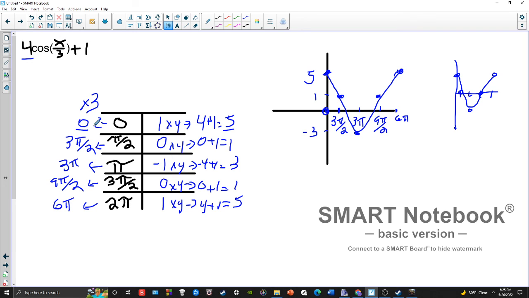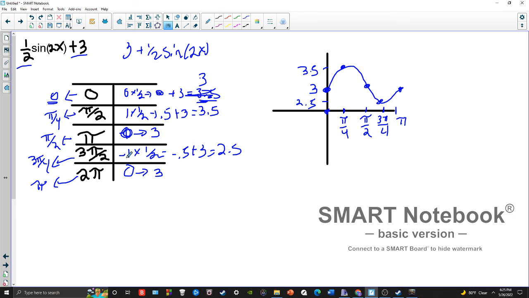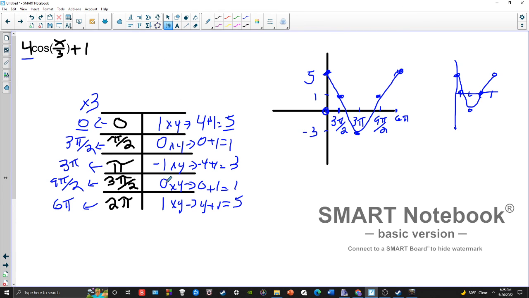And then once you have shifted all those, you can go ahead and plot them on your axis, and then you take care of your y values. You always start with this routine for cosine, or this routine for sine. 0, 1, 0, negative 1, 0 for sine. 1, 0, negative 1, 0, 1 for cosine. You always start with those, and then you shift. Again, multiplication shift first, or division, and then addition subtraction shift next. And then plot those, and then draw your curve, and you're done. Right?